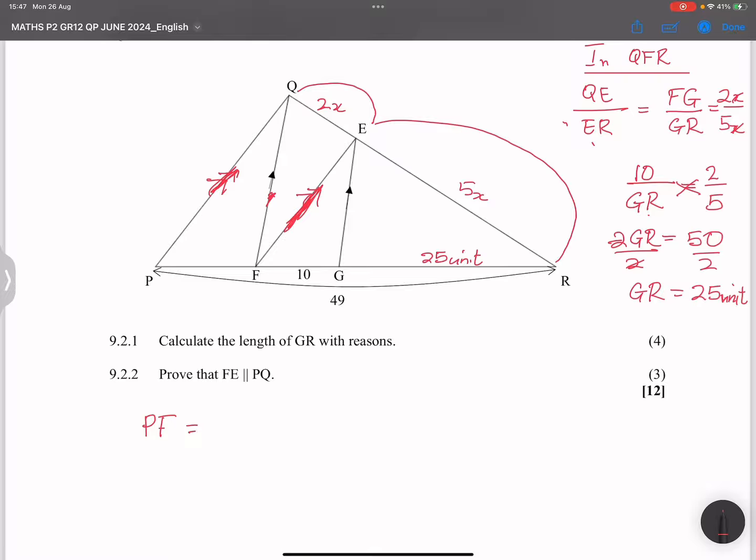So the length of PF, remember the entire length is 49. So PF is PR minus GR and minus the FG. So that entire side minus this minus that gives us PF. So this gives us 49 minus 25 minus 10. So I've got 24 minus 10, so that gives us 14. So PF is equal to 14 units.